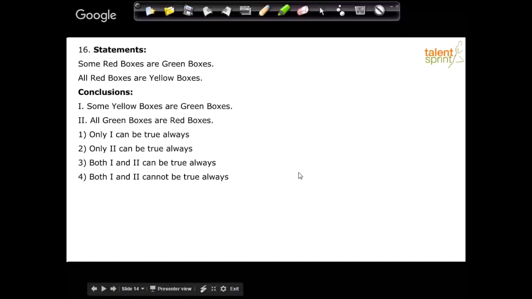There goes your question, boys and girls. Some boxes are green, some boxes are yellow, and the conclusions are: some yellow boxes are green boxes, and all green boxes are red boxes. What is the conclusion? Get started. Your time starts now.